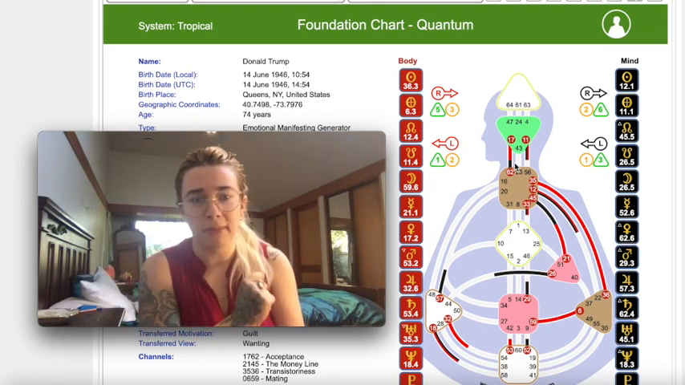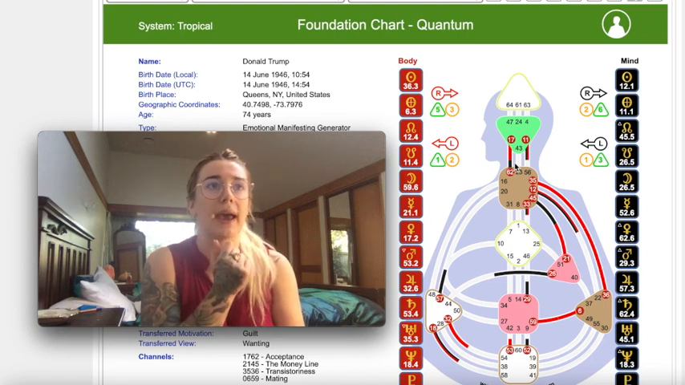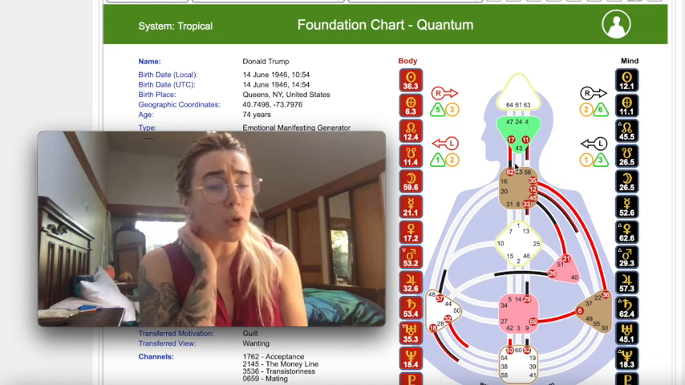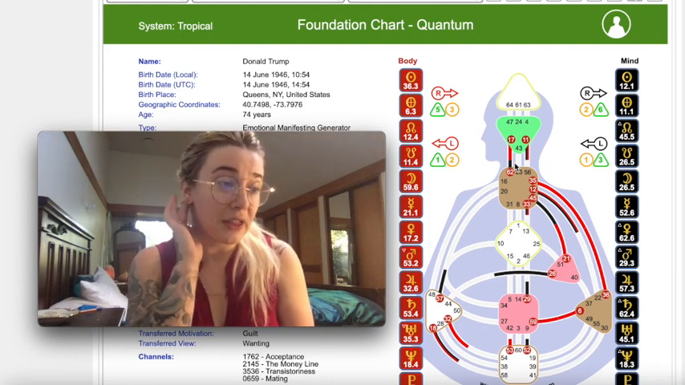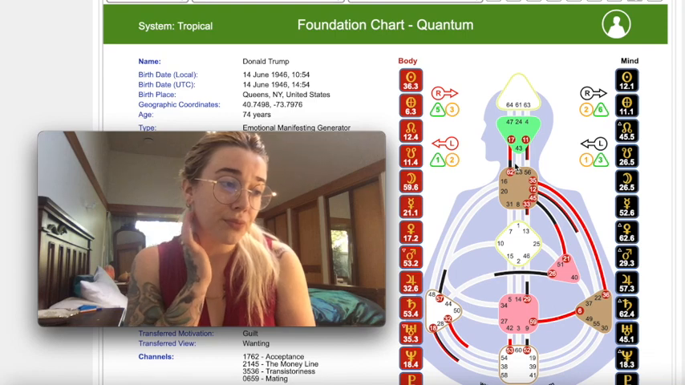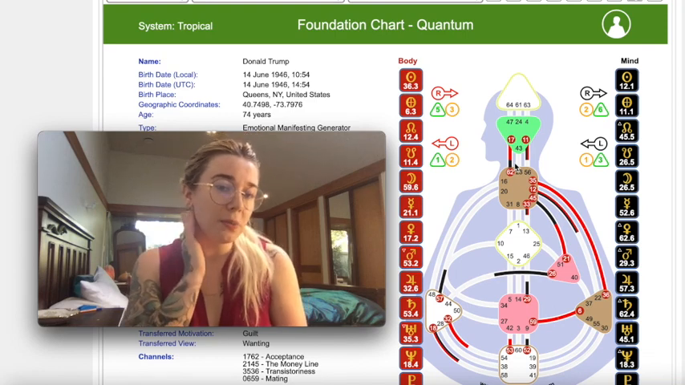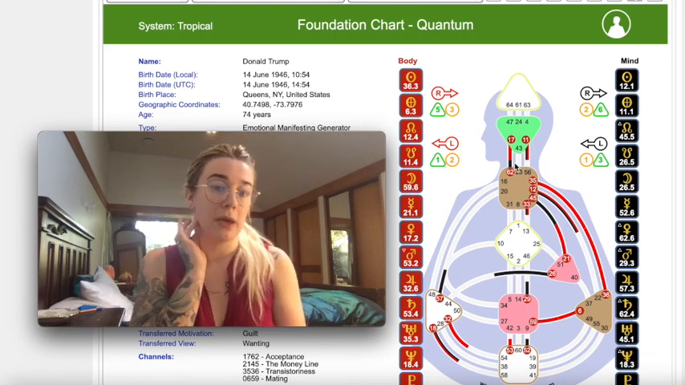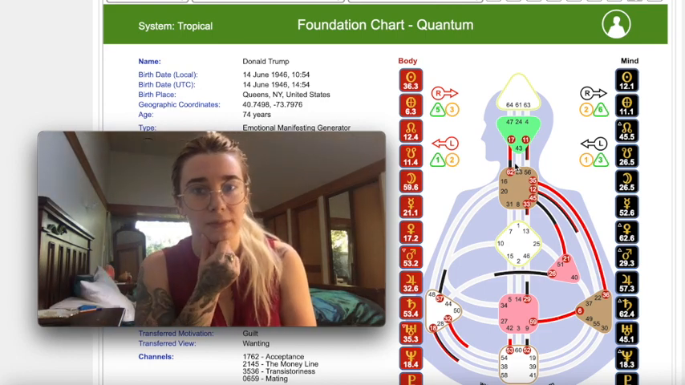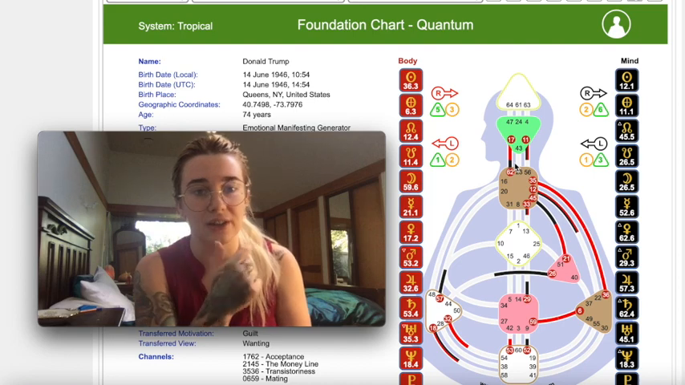I believe Mac Miller was a split definition. Most people are splits. I don't think that most people, especially not generators, are going to be single definition. It's interesting that they are in this case, though.